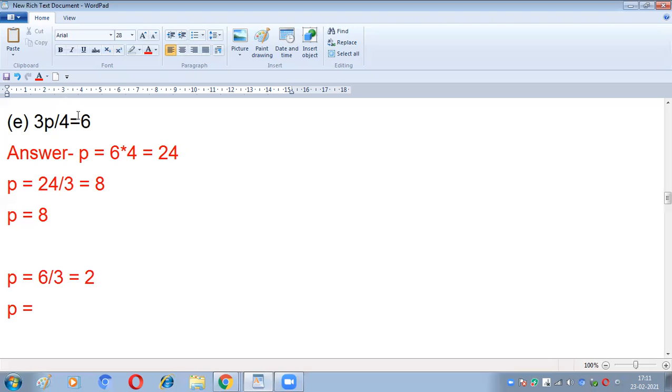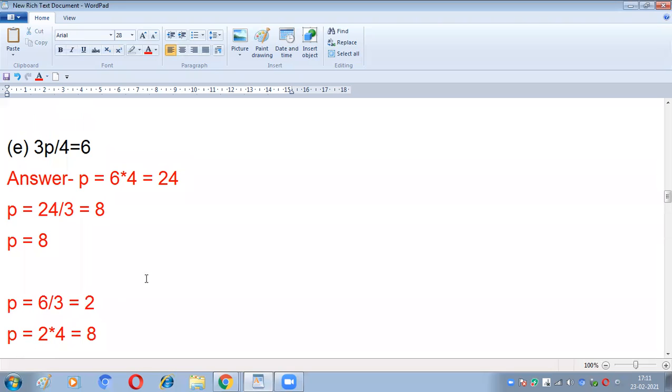When dividing by 4, it will move to the right hand side and be multiplied by 4. Our last solution was 2. That means 2 multiplied by 4, which is equal to 8. So here also you are getting the value 8 only.